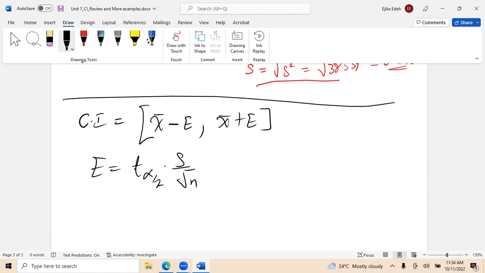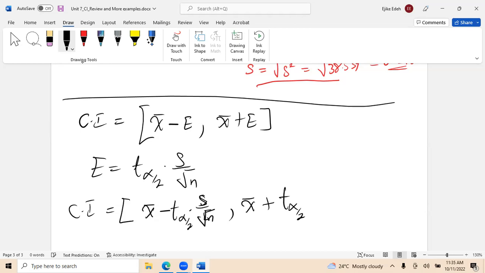So if we plug this into the formula, our confidence interval will be the mean minus T alpha over 2 times the sample standard deviation divided by the square root of n at the lower bound, and at the upper bound, the mean plus T alpha over 2 times the sample standard deviation divided by the square root of n. So this is our confidence interval.